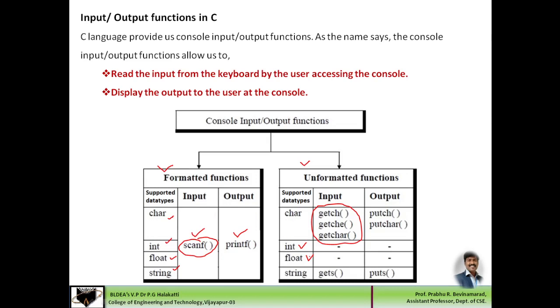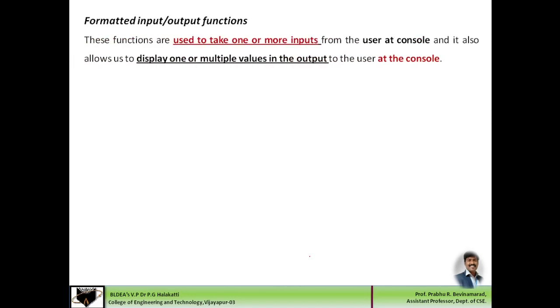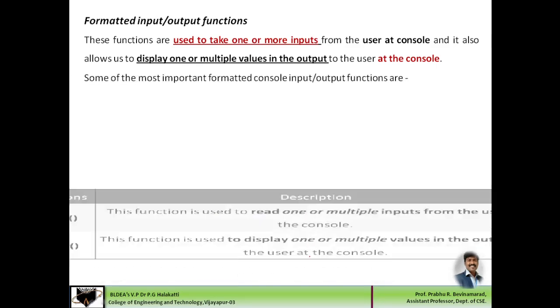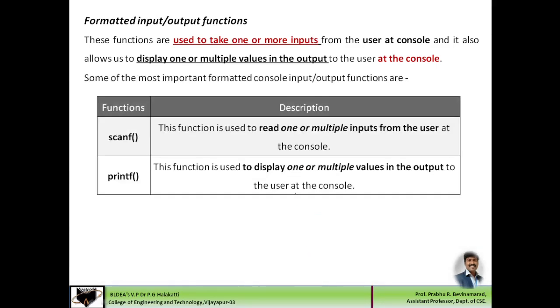So let us discuss the formatted input-output functions with syntax and examples. The formatted input-output functions will take formatted data from the keyboard and will display the formatted information on the screen. Here the scanf function is used to read one or multiple inputs from the user at the console, and the printf function is used to display one or multiple values in the output to the user at the console.